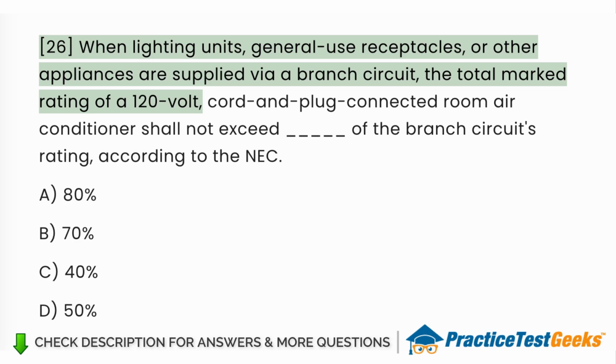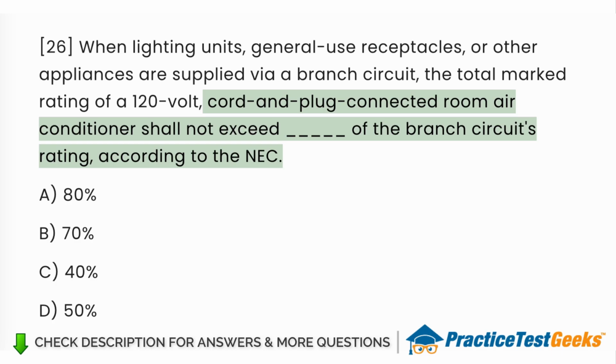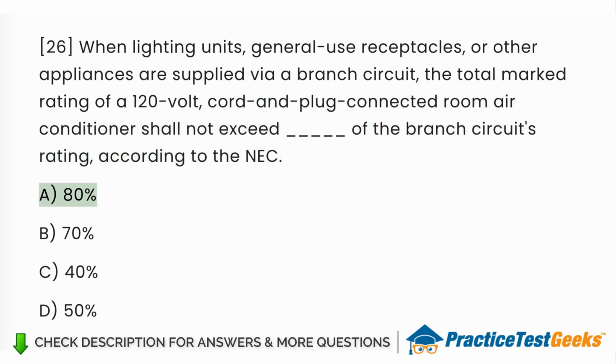When lighting units, general use receptacles, or other appliances are supplied via a branch circuit, the total marked rating of a 120-volt cord-and-plug-connected room air conditioner shall not exceed of the branch circuit's rating, according to the NEC. A. 80%. B. 70%. C. 40%. D. 50%.